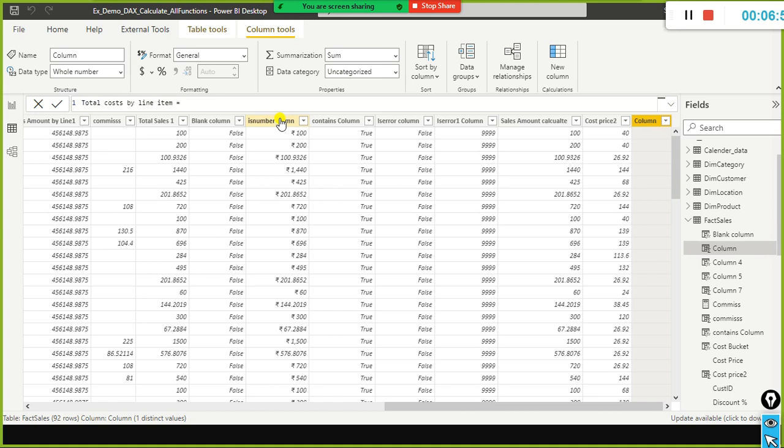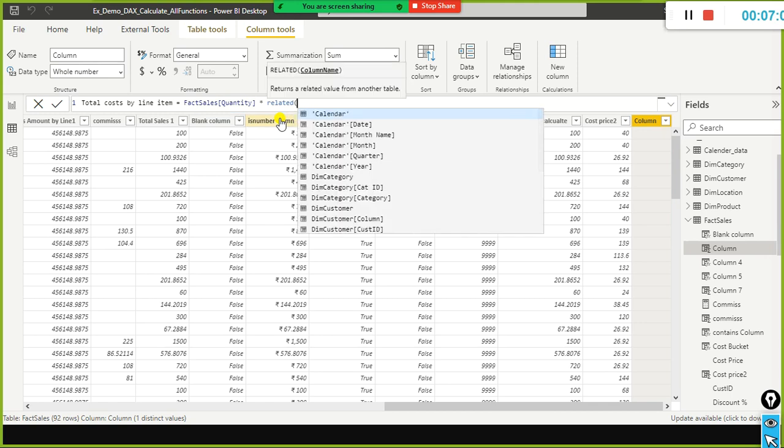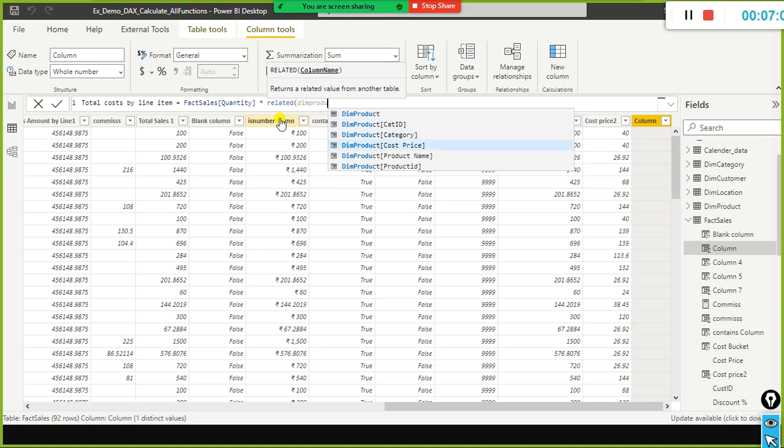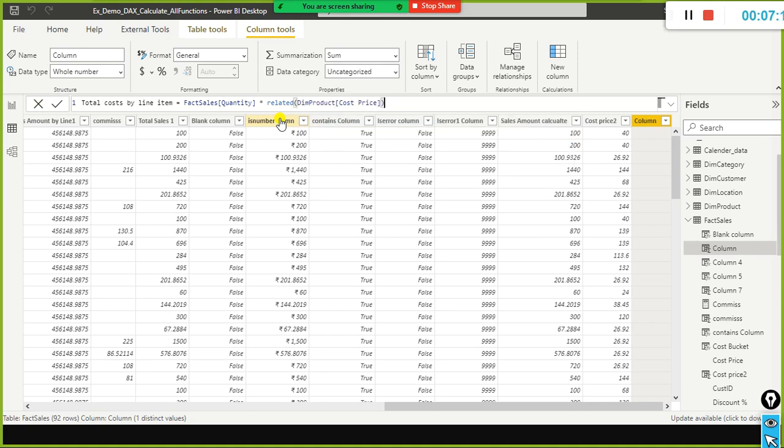Instead of having two columns, we can do it in a single column itself. This is the best practice: don't create multiple columns, do it in a single column. I'm going to use the same thing, and you can follow it for the lookup also. In dim product, I have the price, so here quantity times cost price gives you the cost of goods sold. We have a single COGS column.